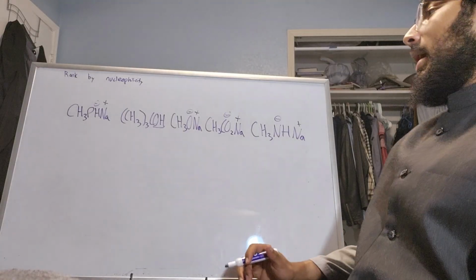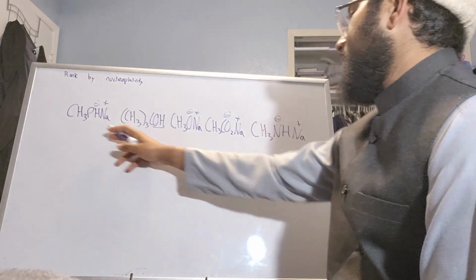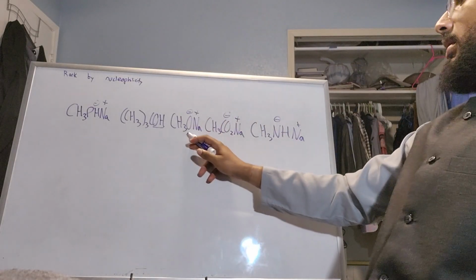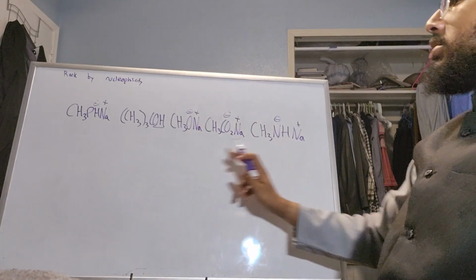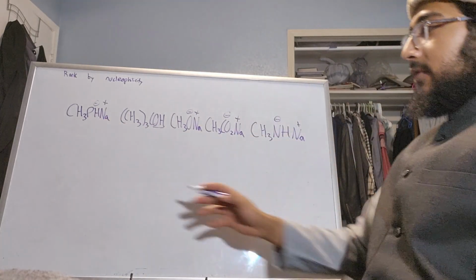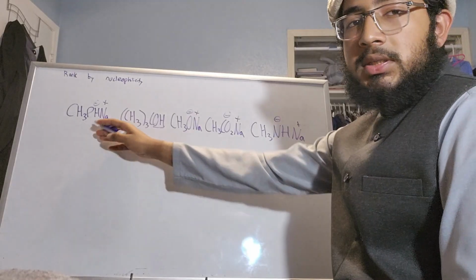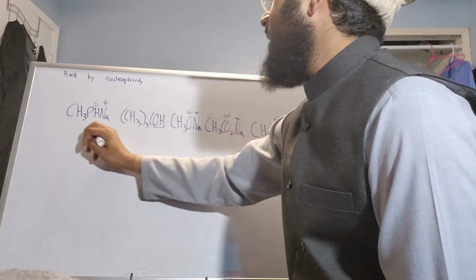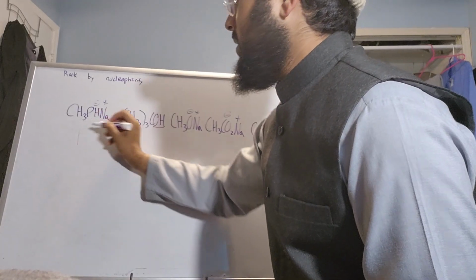The next thing you want to look at is the negative ion. And as you can see, you have an oxygen, 2 oxygens, a nitrogen, and a phosphorus. Out of all these 4, phosphorus is the largest and the least electronegative, which by far makes it the best nucleophile out of all of these.